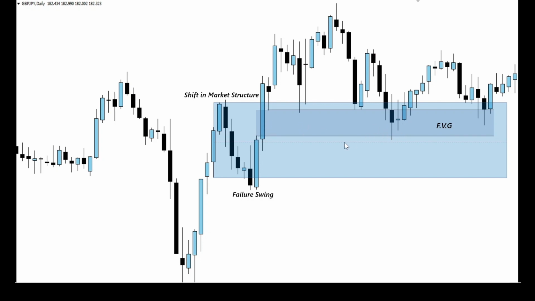So as it was doing that, it was very close to the mean threshold of the mitigation block. And as we said and stressed many times, it is always better if price stays in the upper half of the mitigation block.